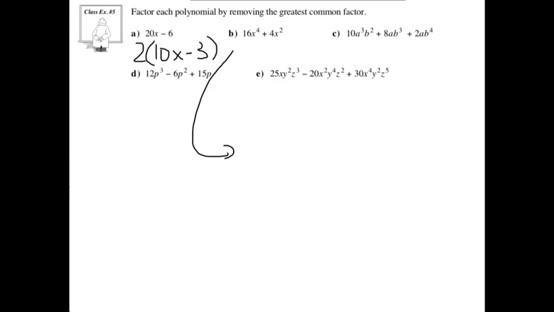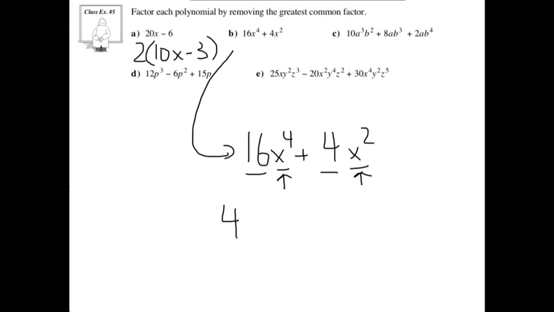Next up we've got B, which is 16x to the power of 4 plus 4x to the power of 2. Let's take a look at 16 and 4. The greatest common factor between them both would be 4 itself. Then let's look at the x's. We've got x to the power of 4 and x to the power of 2. At the very least, each one of them has x to the power of 2, so we're going to pull out x to the power of 2 as well.